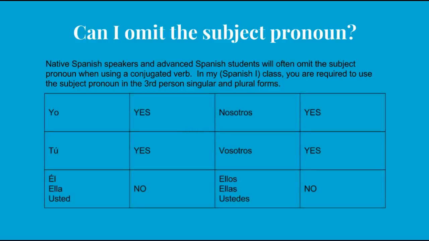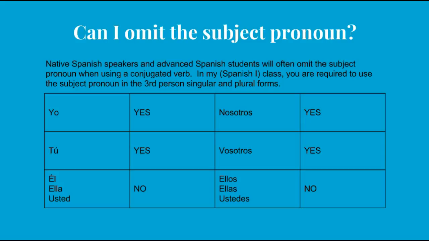If you look at this chart as a guide, if you are talking about yourself, so you're using the yo form, it's okay to drop the subject pronoun. Same with the tú form, the nosotros form, or the vosotros form. And the reason is because these conjugated forms, if I say bailo, that can only mean I dance. Or if I say bailamos, that means we dance. It can't mean that you dance or he dances or she dances.